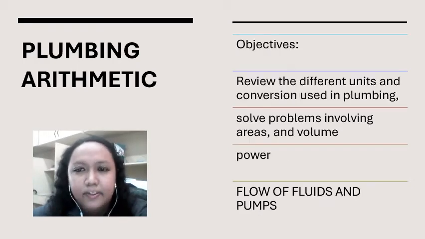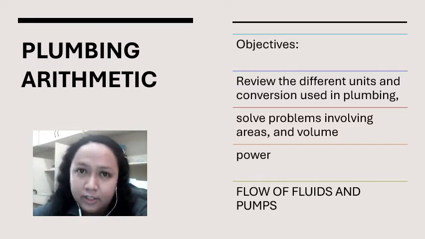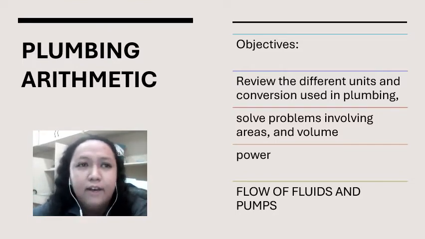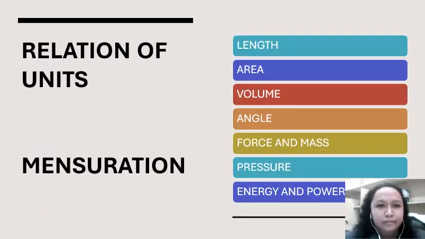Okay. So the objective for today is to review the different units and conversions used in plumbing and also solve problems involving areas and volume, the power, the different fluid flows, and pressure flows. Okay, so the first thing we need to understand in plumbing arithmetic, so we need to go to basic, the dimensions and the units that are used here in plumbing arithmetic. And also, with regards to the relation of units, mensuration is always involved. Okay, because the measurement of the different shapes are always involved, such as areas and volume.